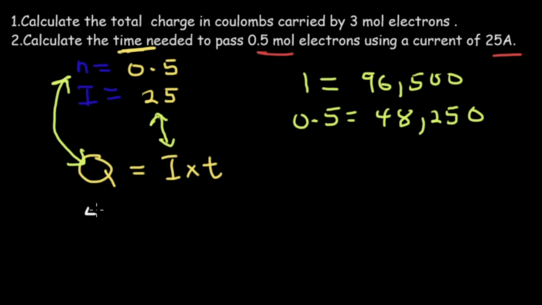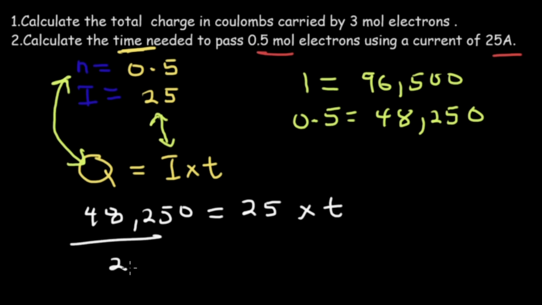So our charge is 48,250 coulomb, being equal to the current 25 ampere and the time we are finding, T, right? So making T the subject, we obtain the time to be 1930 seconds.